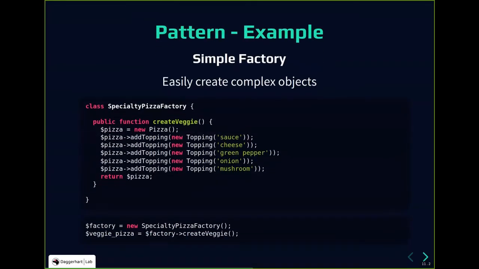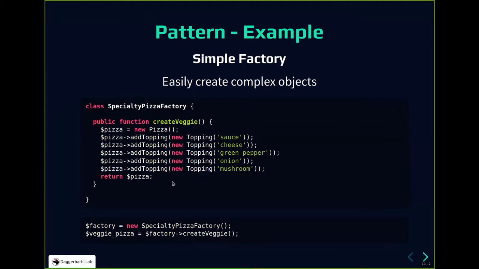So we're going to go back to pizza for just a moment here. We're going to create a simple factory, that's the name of this pattern, a simple factory. But we're going to create a factory that makes complicated pizzas for us. This is a class that has one method. That method is create veggie. It could be create veggie specialty pizza or whatever.